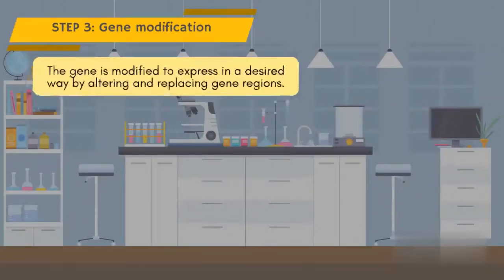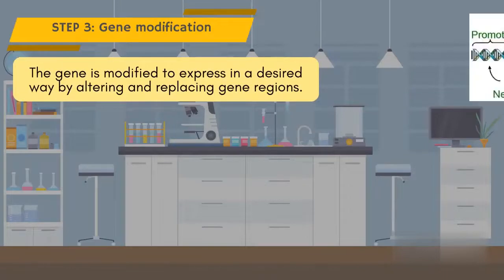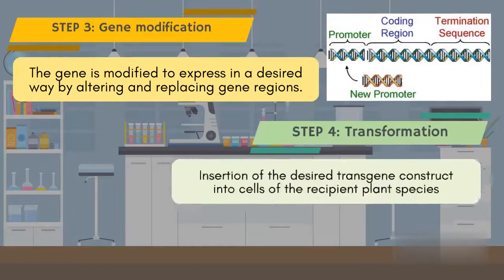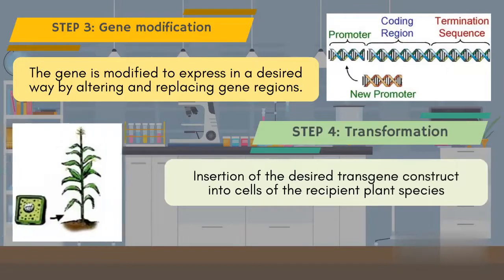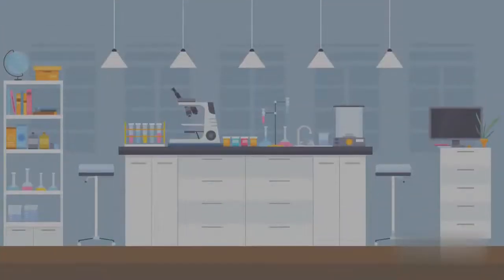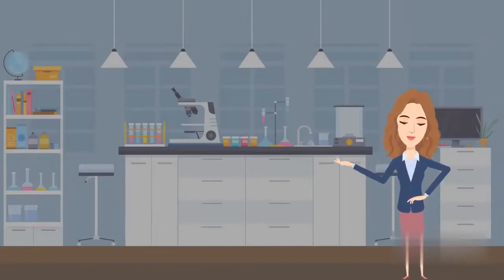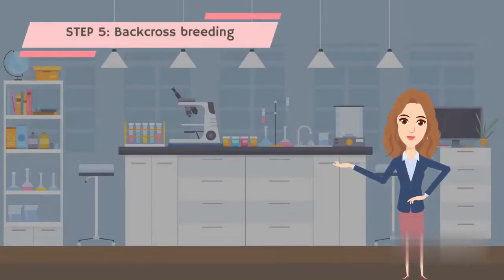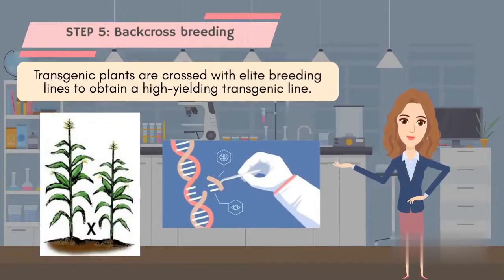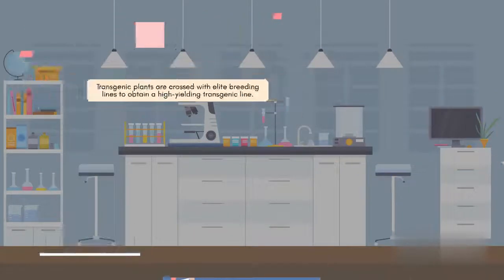The gene is modified to express in a desired way by altering and replacing gene regions with the help of restriction enzymes. Moving on is the transformation process, which involves the insertion of the desired transgene construct into cells of the recipient plant species. The fifth and final part of producing a genetically engineered crop is crossbreeding. Transgenic plants are crossed with elite breeding lines to obtain a high-yielding transgenic line.